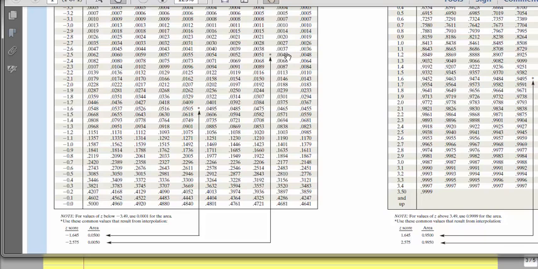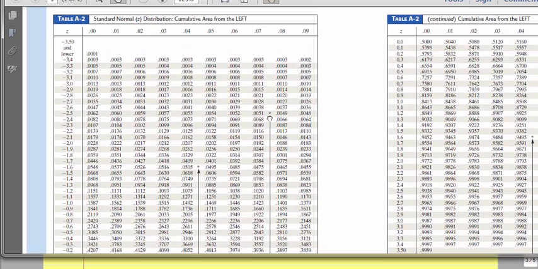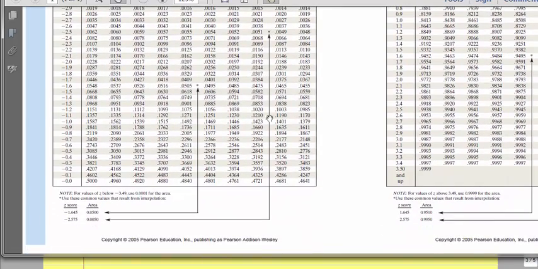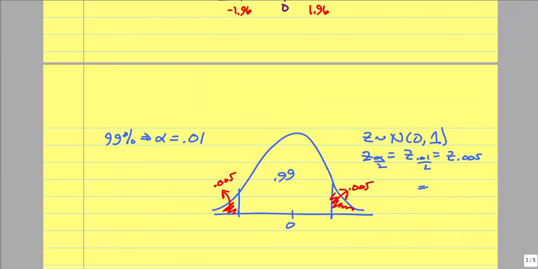So let's grab our normal tables. And we're looking for 0.005, and it's an asterisk on your normal table. So this will be easy to find. It's halfway in between negative 2.57 and negative 2.58. So my z-score here is negative 2.575. And if I follow this arrow down, here's that 2.575. And again, that'll be plus or minus, because I know from symmetry that I have a negative 2.575 when I have 0.005 in my left tail, and 2.575 when I have 0.005 in my right tail.